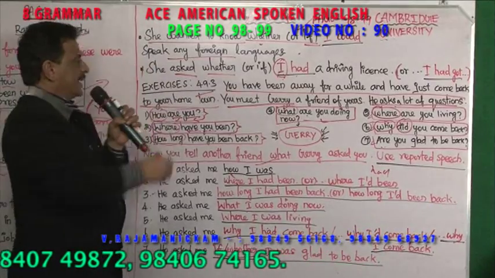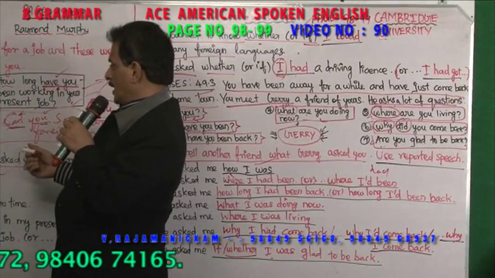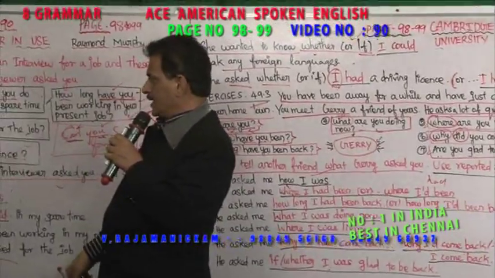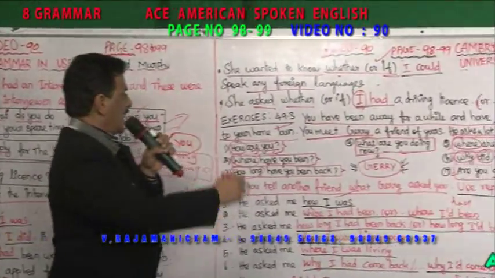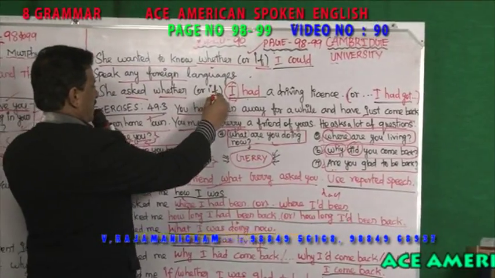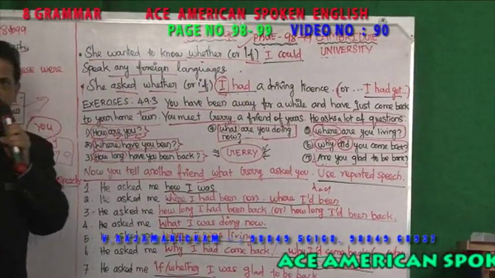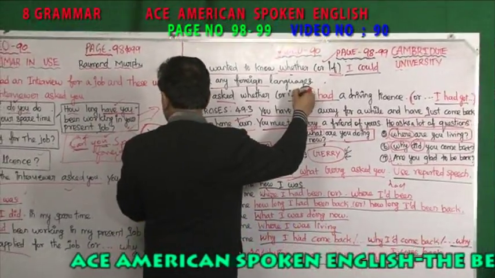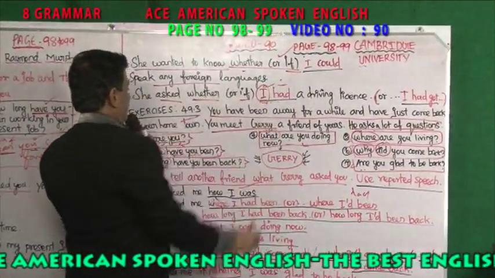அடுத்தது இறுதியான கேள்வி, Have you got a driving license? உன்னிடம் ஒரு driving license இருக்கிறதா என்று அவர் கேட்க, She asked me whether அல்லது if போட வேண்டும், I had a driving license. என்னிடம் driving license இருக்கிறதா என்று கேட்டார். So whether do you have, whether have you got என்பது I had என்று மாறிவிடுகிறது.